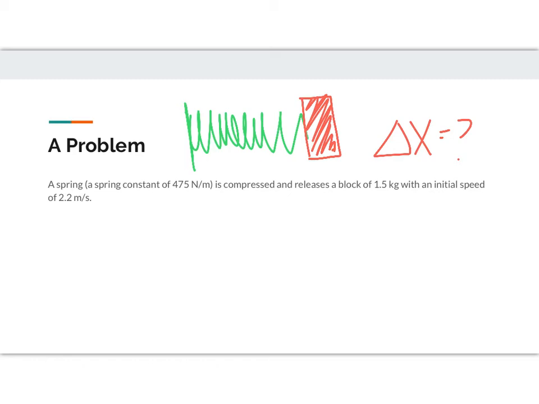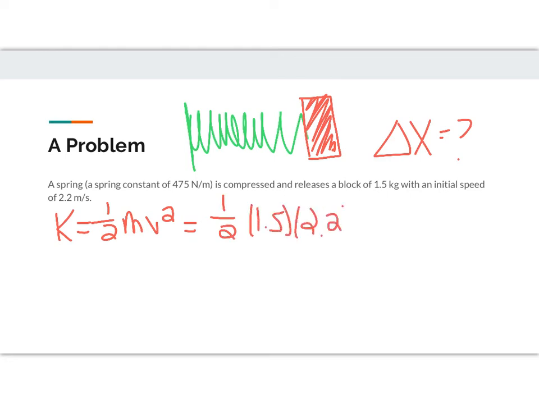So let's think about this. I have my kinetic energy is 1/2 mv squared. So I have 1/2 times 1.5 times 2.2 squared. So initially, that is my kinetic energy. So that's going to give me, when I multiply that whole thing out, 3.6 joules.